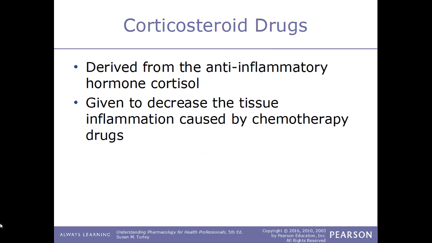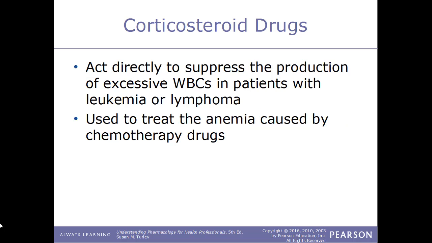Another type of chemotherapy drugs are the corticosteroid drugs, and these are derived from the anti-inflammatory hormone cortisol, and these are given to decrease the tissue inflammation that's caused by chemotherapy drugs. And these act directly to suppress the production of excessive white blood cells in patients with leukemia or lymphoma. These are also used to treat the anemia that's caused by chemotherapy drugs.